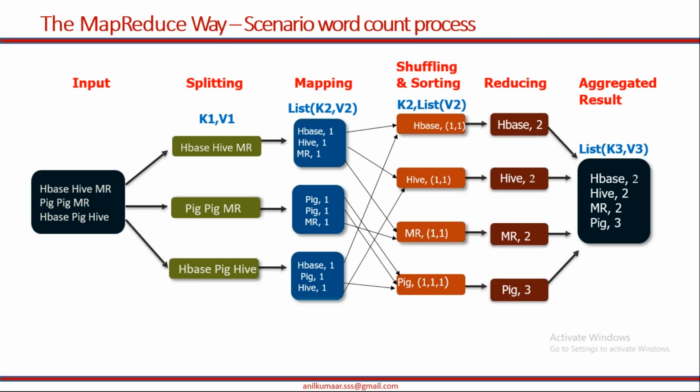Then what happens? Finally, it reaches the reducer level here. So it's doing the final aggregation here. This is the key and this is the value: HBase comma 2, Hive comma 2, MR comma 2, and P comma 3 here. So finally you're going to get the result. Now look at this.